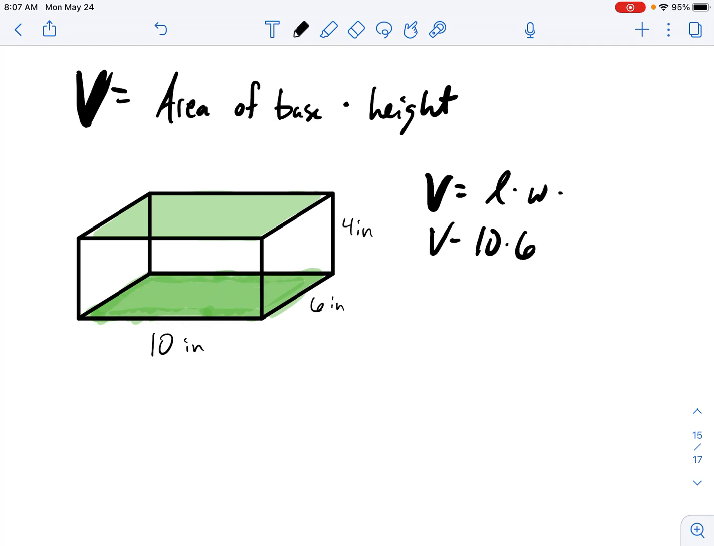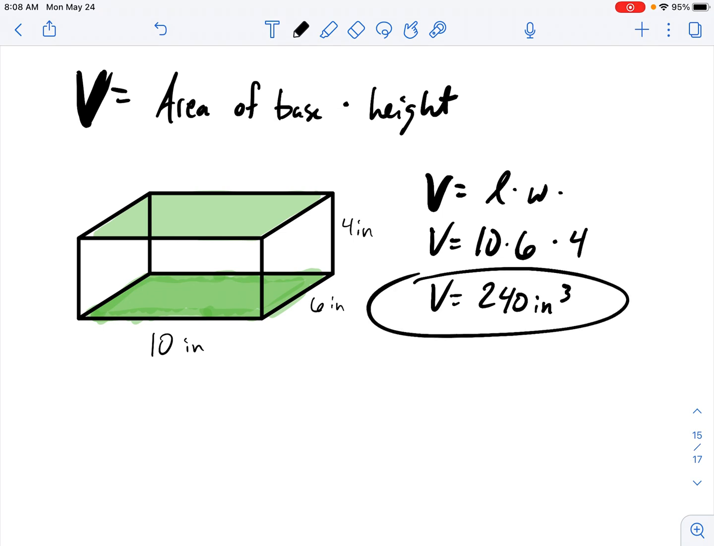Okay. And then the height of the prism is 4. So you're just multiplying these three numbers together, right? 10 times 6 is 60. 60 times 4 is 240 inches cubed. And that's it. That's really all you're doing there.